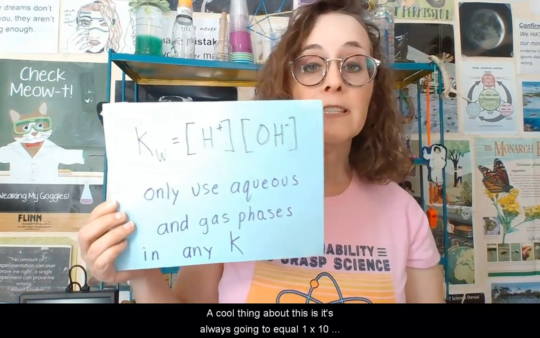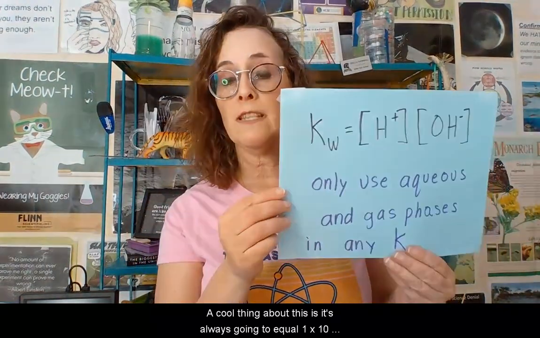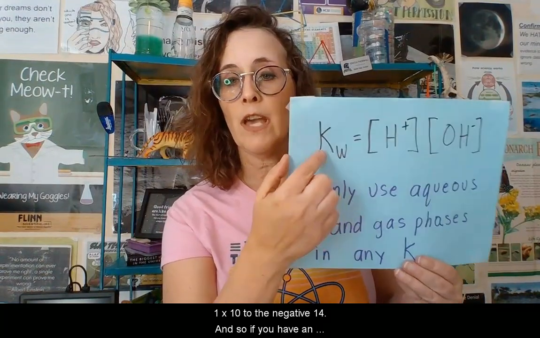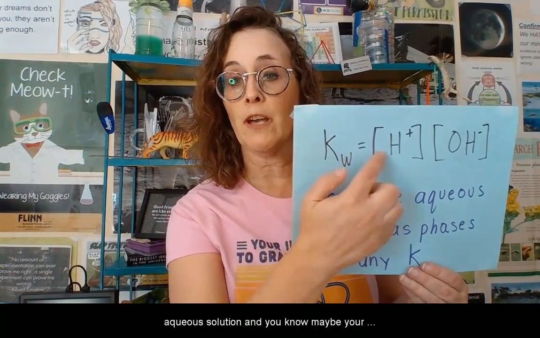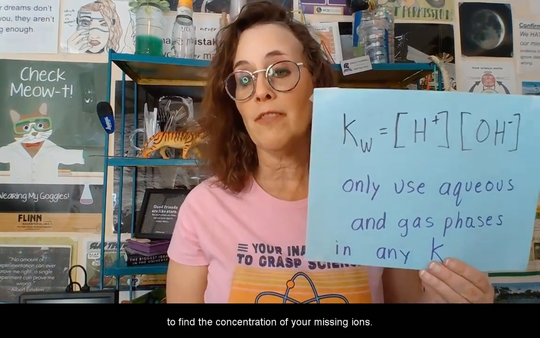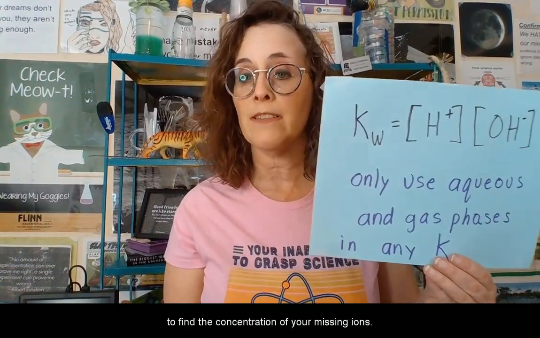A cool thing about this is it's always going to equal 1 times 10 to the negative 14. And so if you have an aqueous solution and you know maybe your concentration of hydrogen ions, then you can solve to find the concentration of your missing ions.